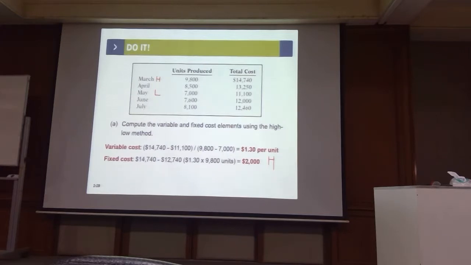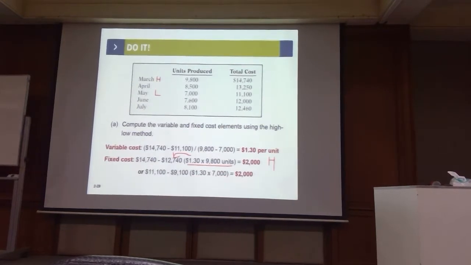As you can see, the total cost at the highest level equals 14,740. We know that within this amount, you will have the variable portion of 12,740, okay? So the thing in parentheses, you just multiply that and then you get 12,740, and you will get the fixed portion equal to 2,000. Or if you don't like the highest level, you may use the lowest one, okay? You will get the same answer as well.